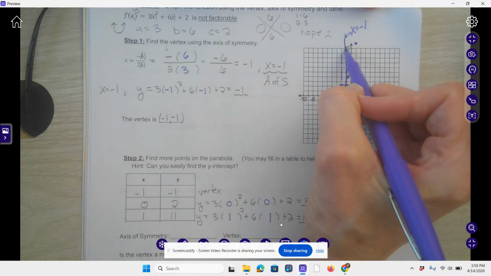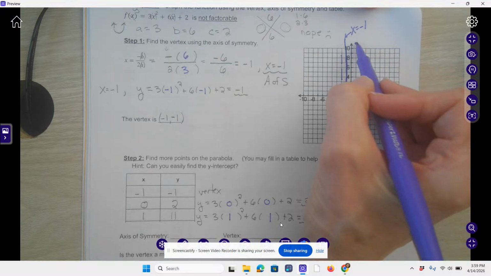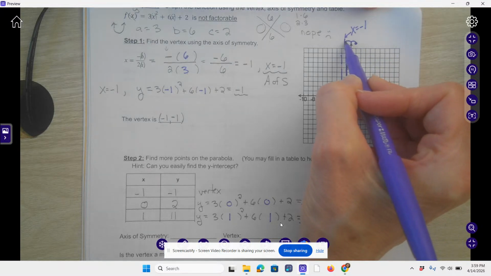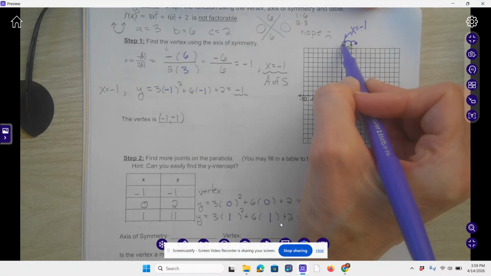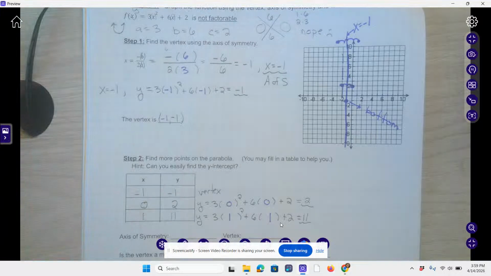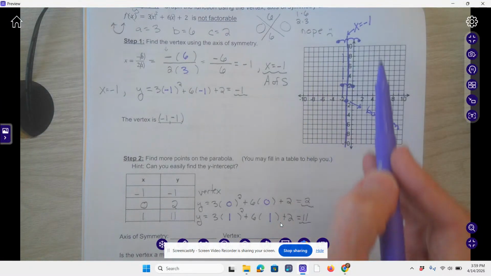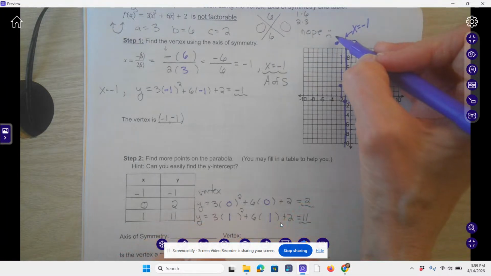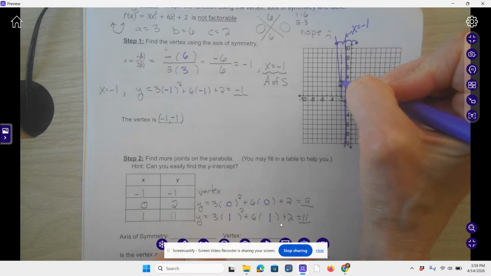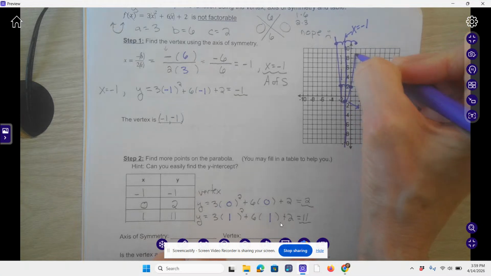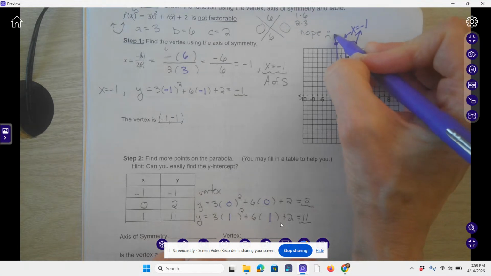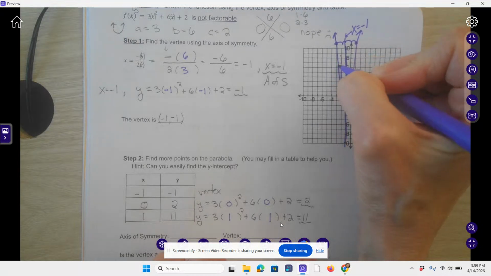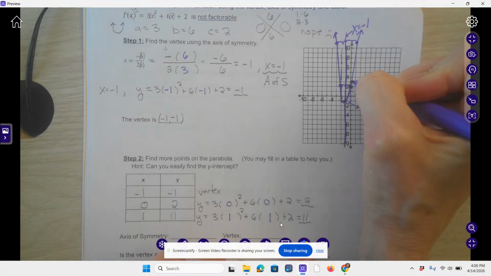Let me extend my axis of symmetry there. This point is 2 to the right, so if I go 2 to the left, I'll have another point there. So we don't have to do a big table of values here because we can use symmetry to find those other points. Now let's try to connect these points with a nice smooth curve. It's very skinny, so do the best that you can.